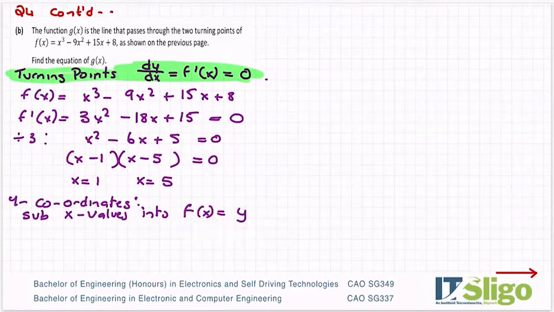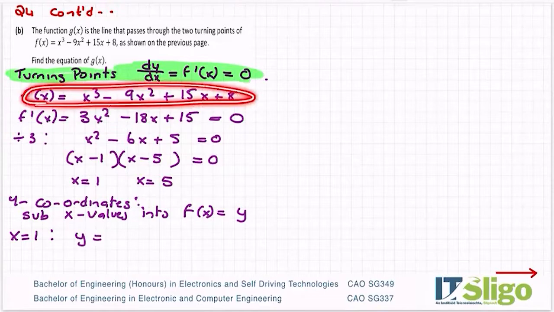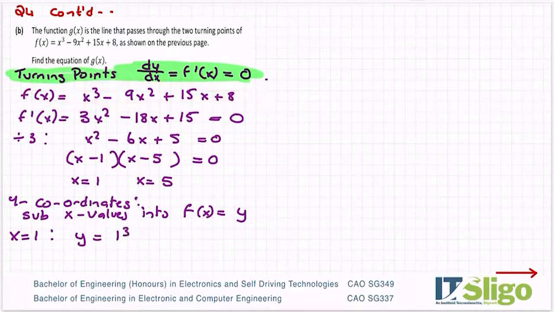Okay, it's your outputs. So when x is equal to 1, y is equal to, I'm subbing it into the original f of x here now, x cubed, so 1 cubed minus 9 times 1 squared plus 15 times 1 plus 8. So that is equal to 15. Okay, so that is the point 1, 15.